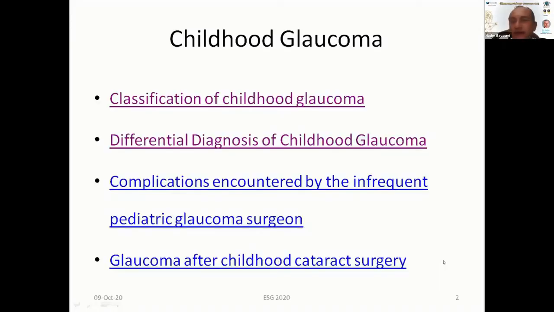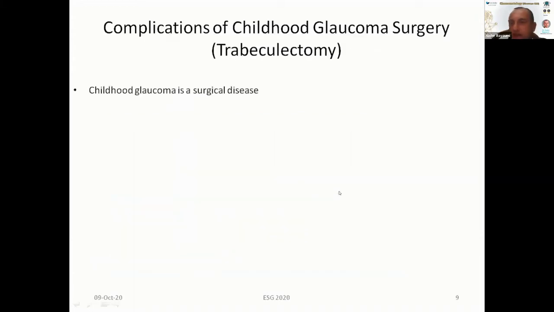Now, although we're running late, I'm still trying to convince the audience that trabeculectomy is not a good choice for a child in glaucoma surgery. Let's have a look quickly at a number of complications that were encountered by surgeons during trabeculectomy in childhood glaucoma.